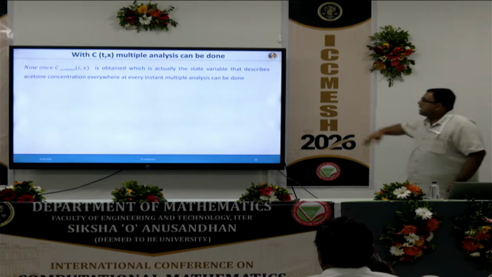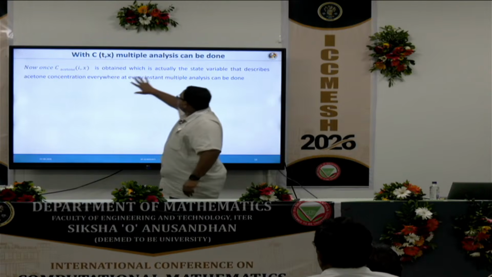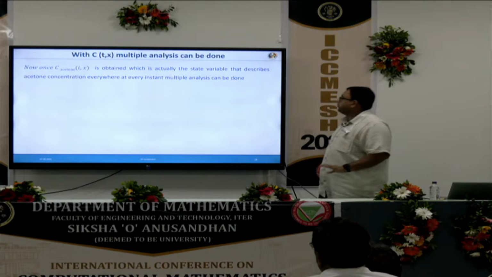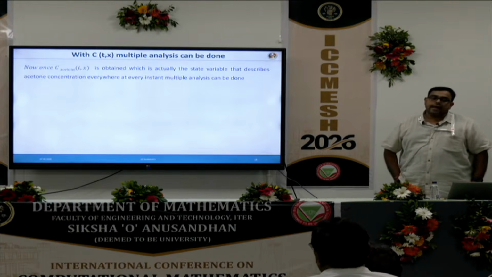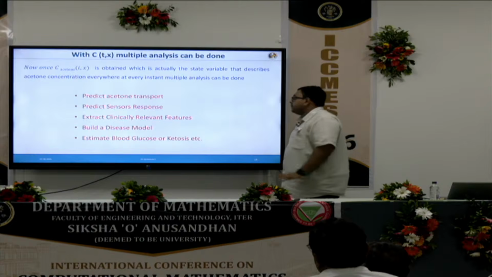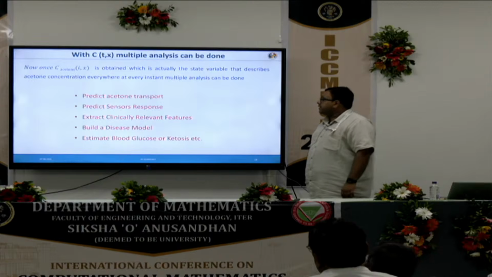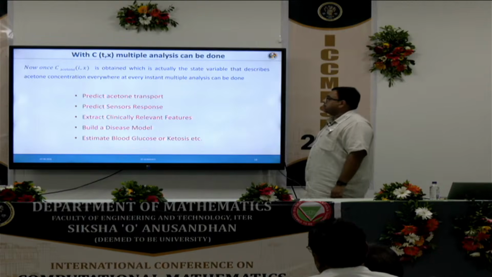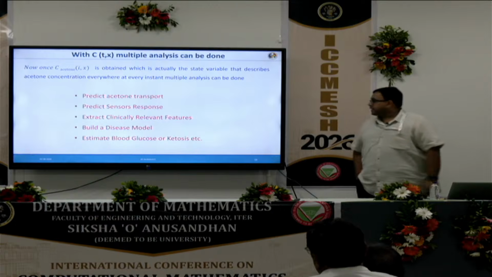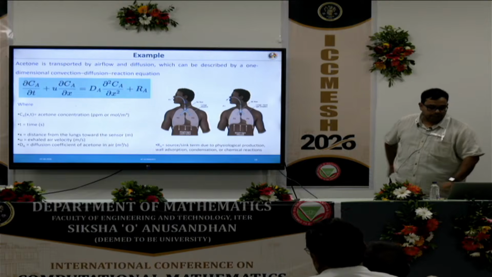Now, once we have this acetone concentration, or any other gas concentration, which is T, obtained, which is actually the state variable that describes the acetone concentration everywhere at every instant, multiple analyses can be done. These include making prediction models for acetone transport and predicting the sensor response. You can extract clinically relevant features from these curves, you can even build a disease model using this. Along with that, you can estimate blood glucose and maybe ketosis condition and so on.